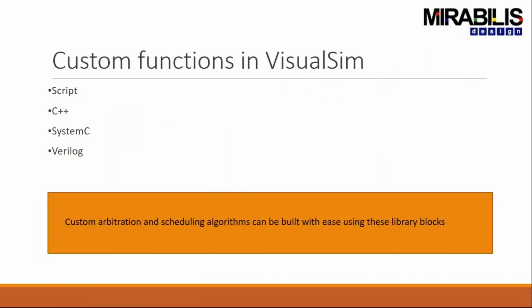Moving on, the custom functions in VisualSim. There are a number of custom functions that can be used in VisualSim. Suppose the script block is the one I have already shown you, which had a round robin algorithm and other algorithms, which the user can write for custom functionality. Then we offer SystemC, Verilog, and you can write your C++ code also. All these things are already integrated in our library blocks.